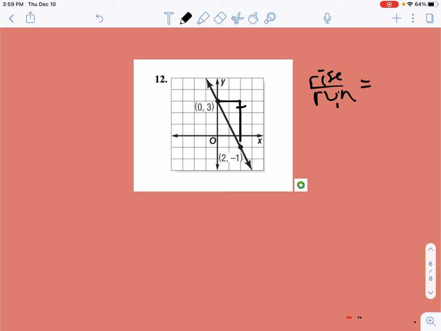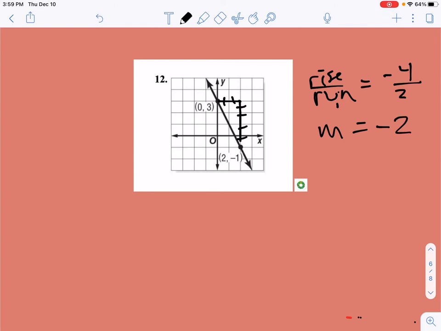It's going down 1, 2, 3, 4 units. So my rise is negative 4, and then my run, it goes over to the right 2 units. So negative 4 divided by 2 is negative 2. And just like that, I found my slope.